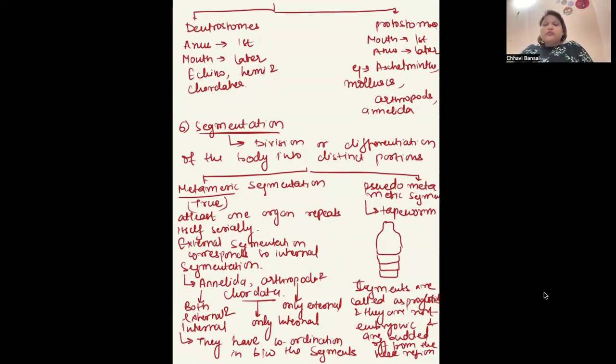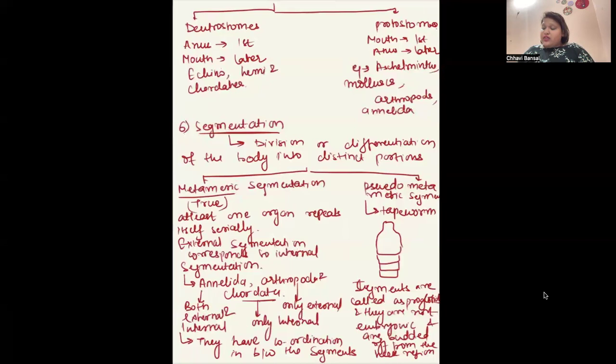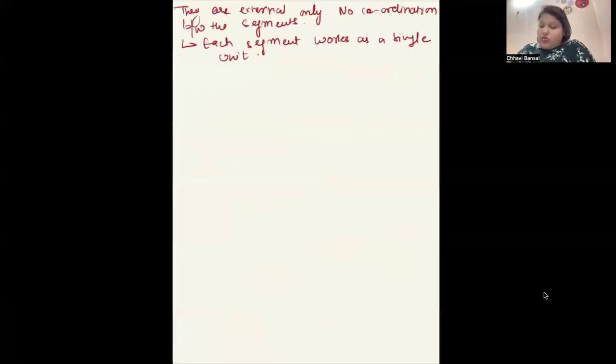Now, what is pseudometameric segmentation? These are not of embryonic origin. Second, they are just budded off from the neck region in the tapeworm, and they do not have any coordination. They work as one single unit, one segment working as a single unit. That is called pseudometameric segmentation. This is our sixth basis of classification, called segmentation.